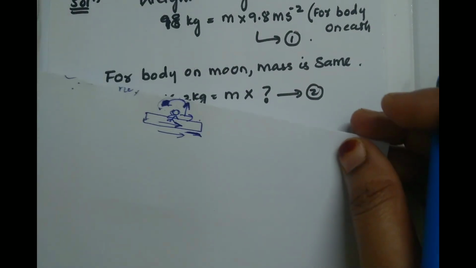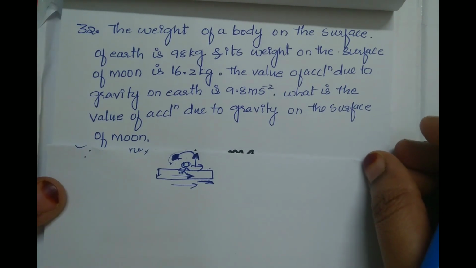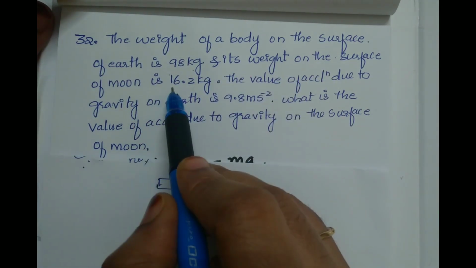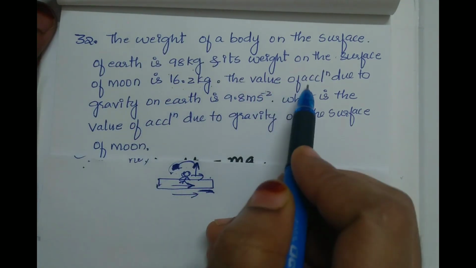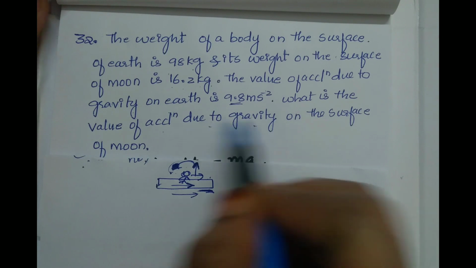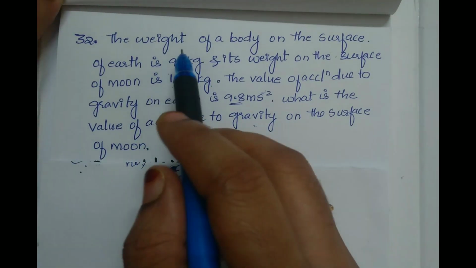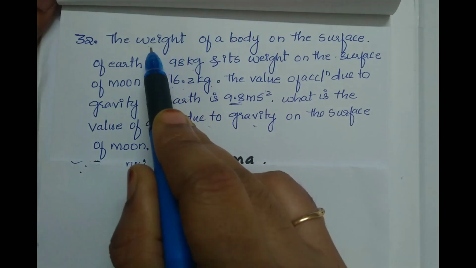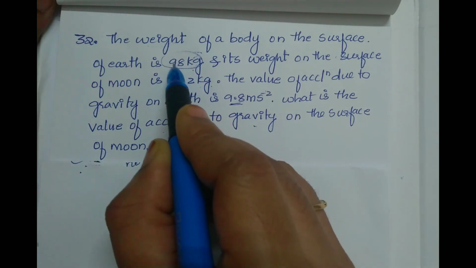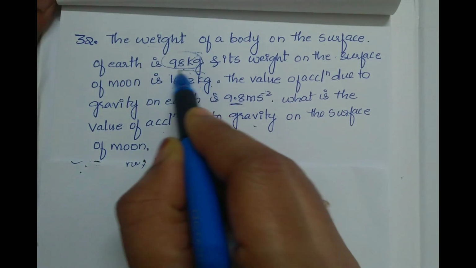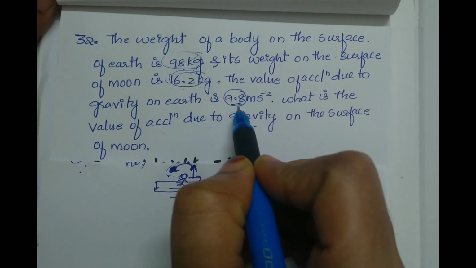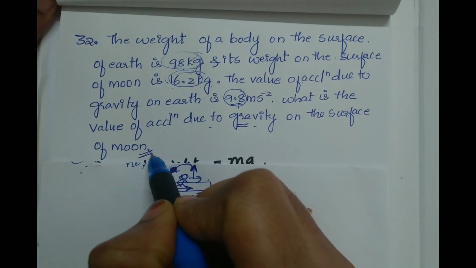Then moving further, we have: the weight of a body on the surface of the earth is 98 kg and its weight on the surface of the moon is 16.2 kg. The value of acceleration due to gravity on earth is 9.8. What is the value of acceleration due to gravity on the surface of the moon? See here, read the question carefully. They have given you weight, not mass. They have given you the weight on the surface of the earth and the weight on the surface of the moon. They have given you acceleration due to gravity on earth, and they are asking for the value of acceleration due to gravity on the moon.